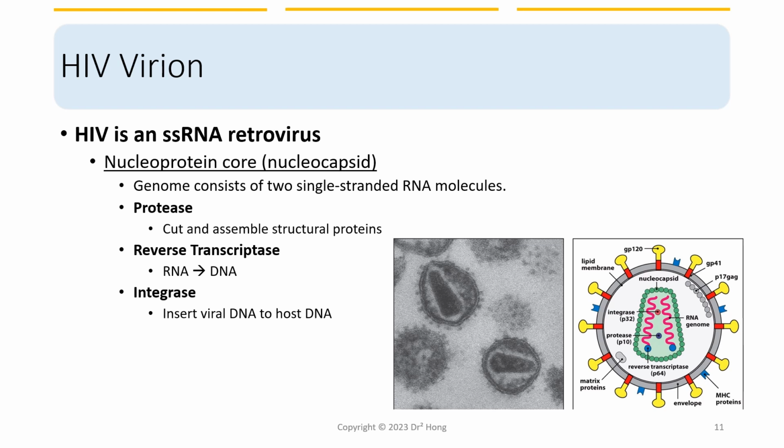Within the nucleocapsid, HIV also contains several enzymes that are crucial for its viral cycle. One such enzyme is protease, which helps the virus to break down and assemble its structural proteins. Another enzyme is reverse transcriptase, which converts the viral RNA genome into DNA during the early stages of infection. And finally, HIV contains an enzyme called integrase, which is responsible for inserting the viral DNA into the host cell's genome.